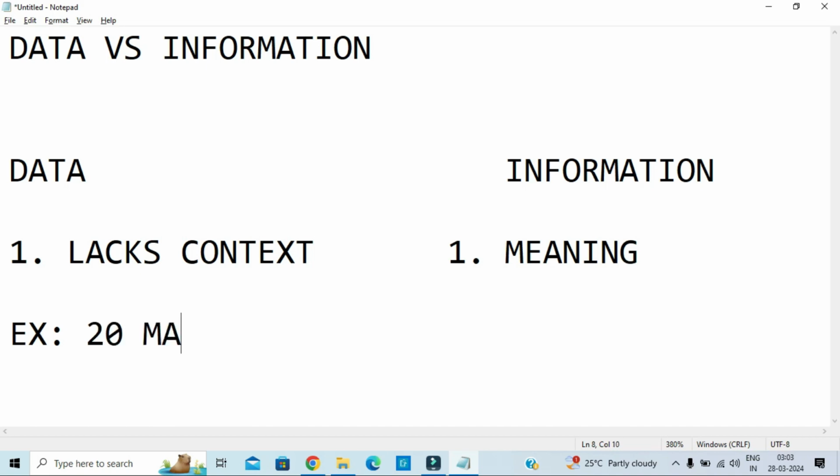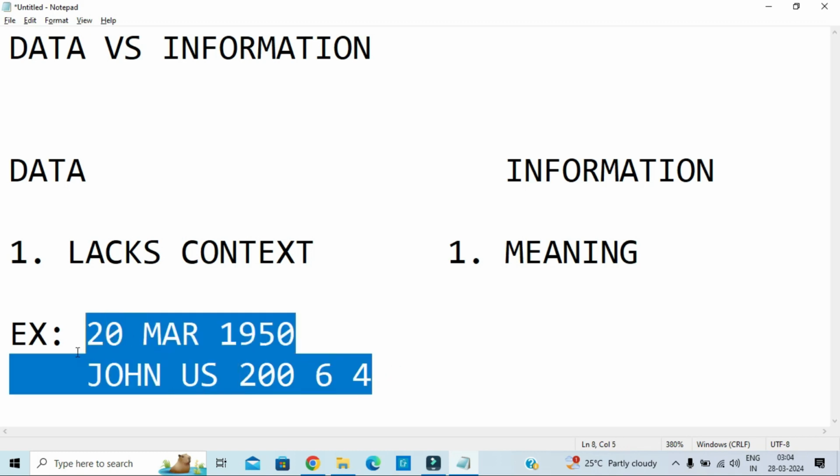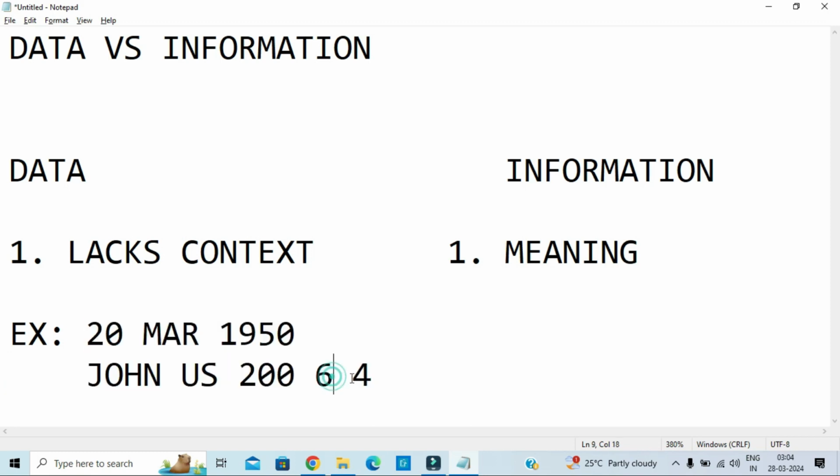20 March, 1950, John, US, 200, 64. If you look at these words, there are numbers: 20, 1950, 200, 64, US, John, March. So what are these? Does this have any kind of proper, clear meaning? No. You can't say what the 6 and the 4 are clearly. It is not described clearly.